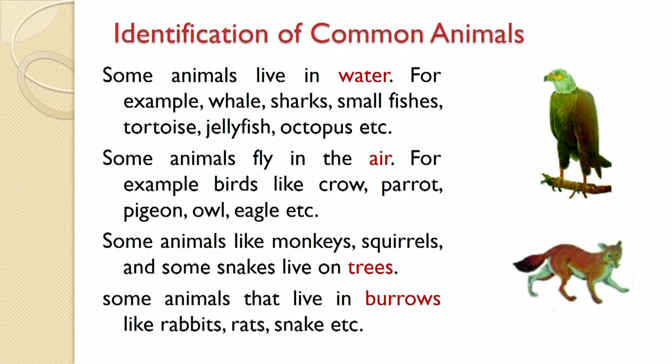Similarly, like plants, there are numerous animals in our surroundings. Some of them live in water, like whale, shark, small fishes, tortoise, jellyfish, octopus. Some can also fly in air, like crow, parrot, pigeon, owl, eagle. These are the animals commonly found in our surroundings, and they are part of our food chain and food web. If such common animals are not there, humans cannot survive in their environment.